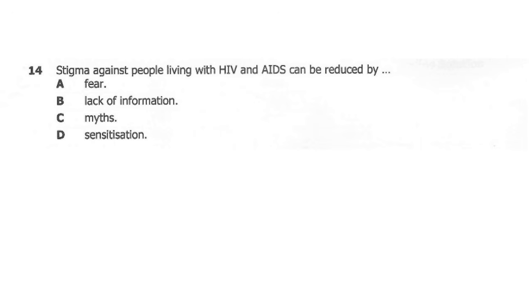Question 14. Stigma against people living with HIV and AIDS can be reduced by A, fear, B, lack of information, C, myths, D, sensitization. Drop your answer in the comment section.